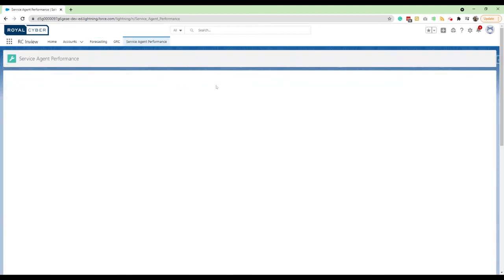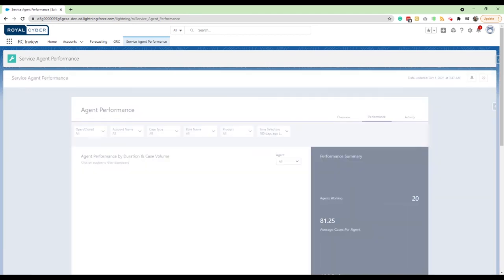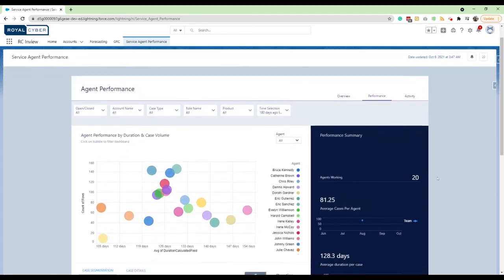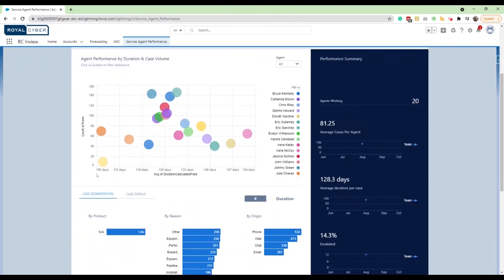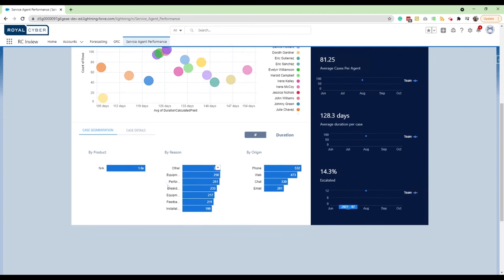Let's say the service agent performance. So now if you see here, we've got how each of these agents is performing. For example, Bruce is taking about 127.6 days to close a case. Over here, on average, the organization is taking 128.3 days to close a case. Now it's again by reason, what kind of cases are being raised.